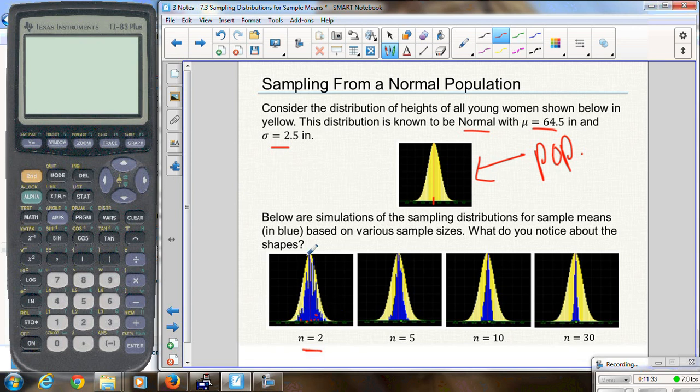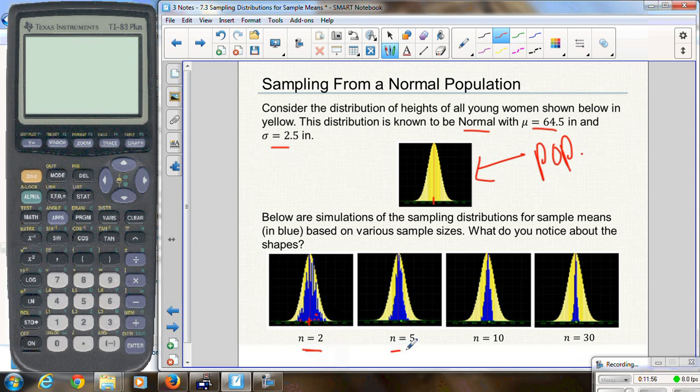So what you're seeing in this blue graph is a simulation of samples of size 2 over and over again and plotting all of the sample means. And what you should see is that the distribution continues to be bell-shaped and symmetric, just like the population. It's still centered around the same value as the population, but it's a little bit less spread out.